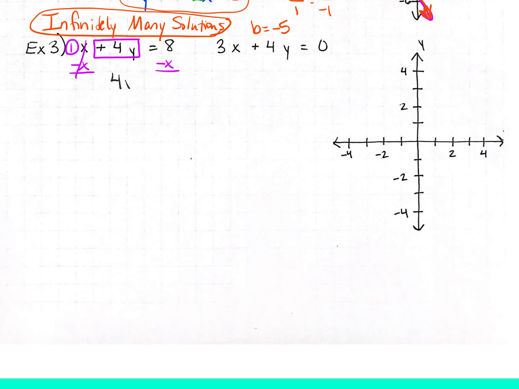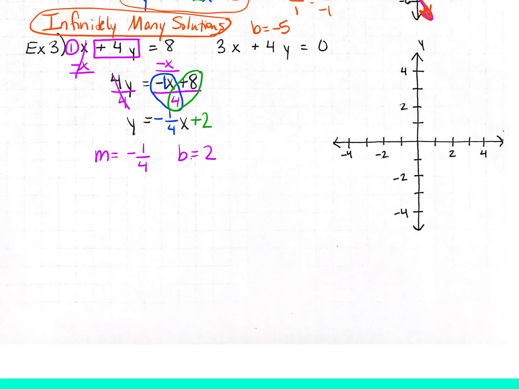Oops, we've got 4y equals negative x plus 8. And then we're going to get y by itself, so we're going to divide both sides by 4. When we do that, we get y by itself on the left side, and negative 1x, I'd have an invisible 1 there, divided by 4 is just negative 1/4 x. And then 8 divided by 4 is just positive 2. So I can identify that the slope is negative 1/4 and the y-intercept is 2, and we'll plot these.